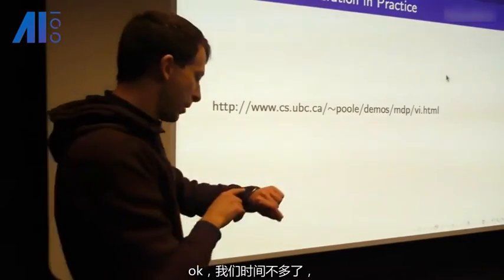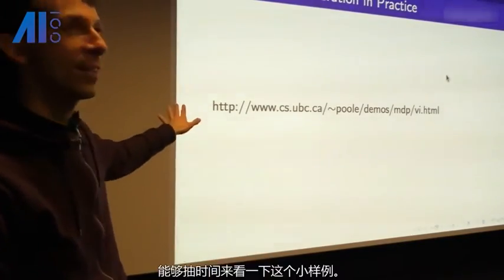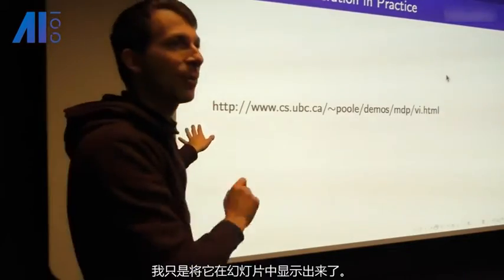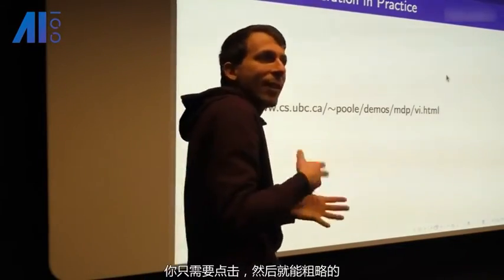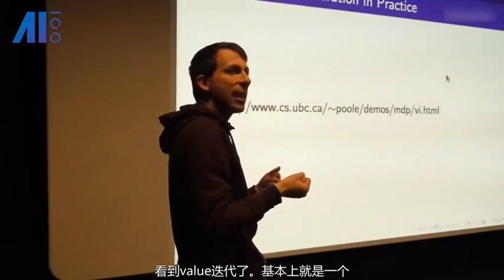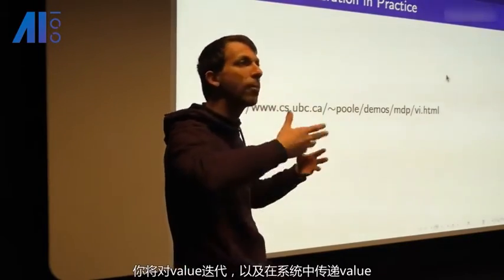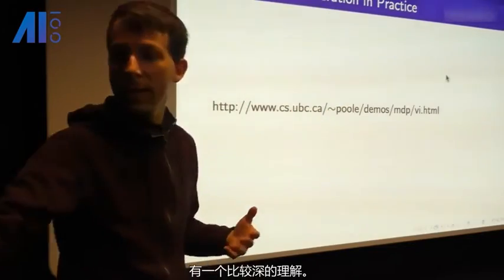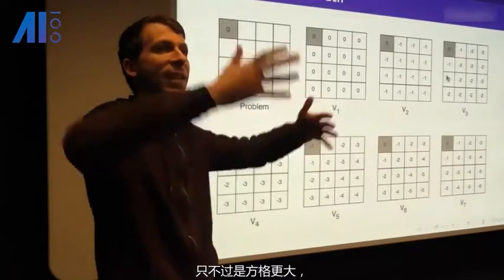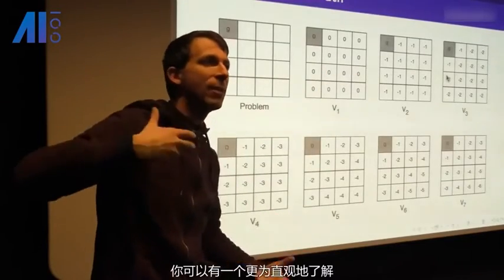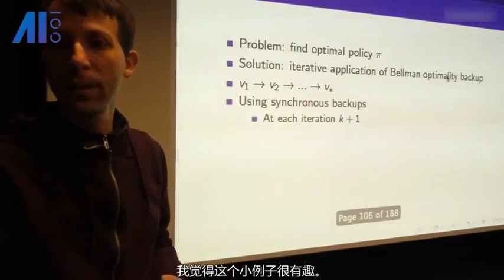thank you. Okay. I don't think we'll have time to do this, but I really encourage you to have a look at this little demo. If you just write this down, or it's on my slides for afterwards. It's just a demo that lets you click and mess around with value iteration. It's basically a larger grid world, where you get some sense of how value iteration propagates values through a system. It's just the same as this, but on a much bigger grid world, and you really get some intuitions and get to play with how quickly it updates and so forth. I think it's quite a fun little example.